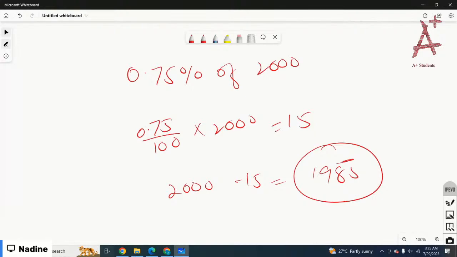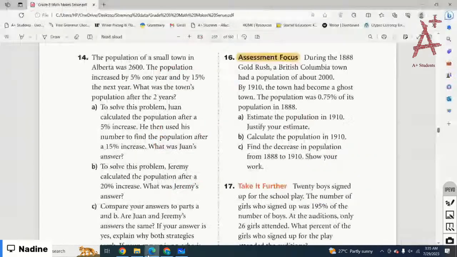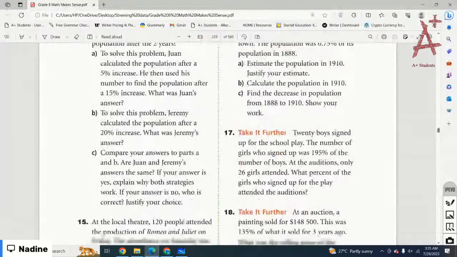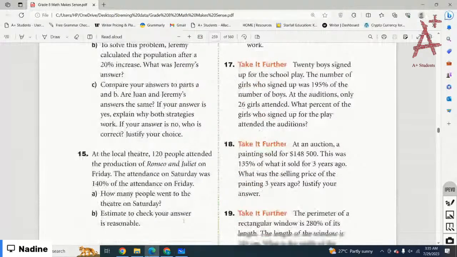Okay, the next one is: 20 boys signed up for the school play. The number of girls who signed up was 195% of the number of boys. At the auditions, only 26 girls attended.